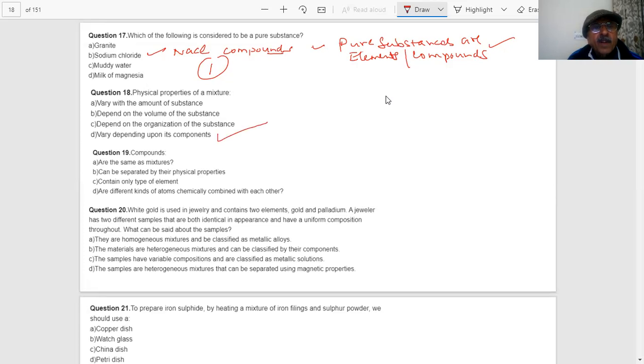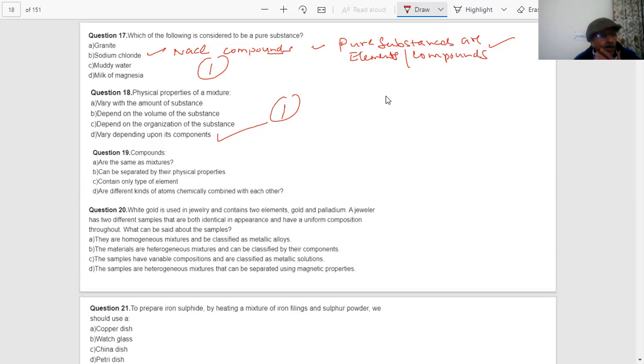D part, vary depending upon its components. Yes. If the components are changed, then the physical properties will change. But it doesn't matter whether you take a smaller amount or larger amount. Color is not changing, student, if I take a smaller or larger amount of a mixture. And depending on the volume of the substance, also nothing. That is the correct answer.